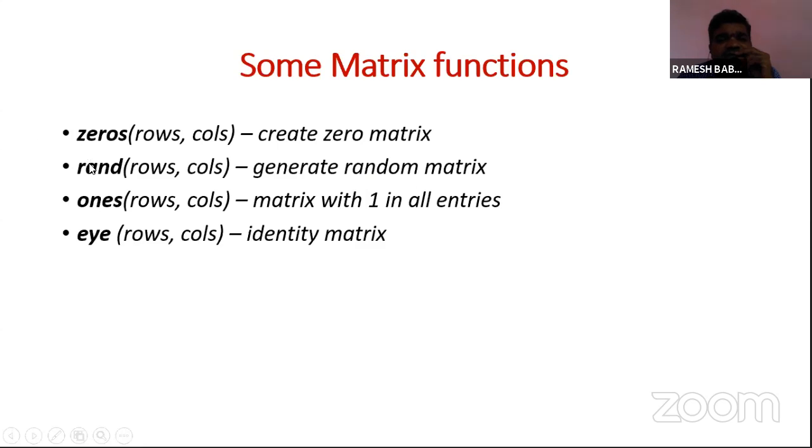Then rand, it will give the random values. So it will generate its own values in the matrix. So maybe you can give the ranges also. Then ones means all the rows and columns, all entries will be a 1. And eye, it will give the identity matrix.